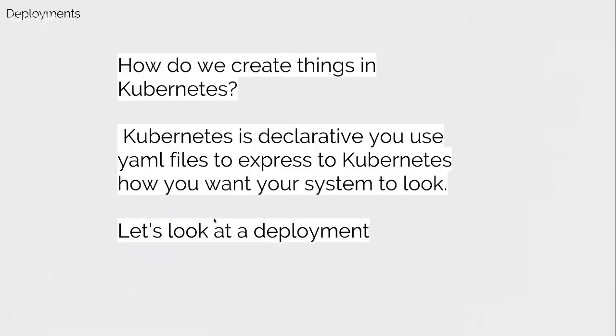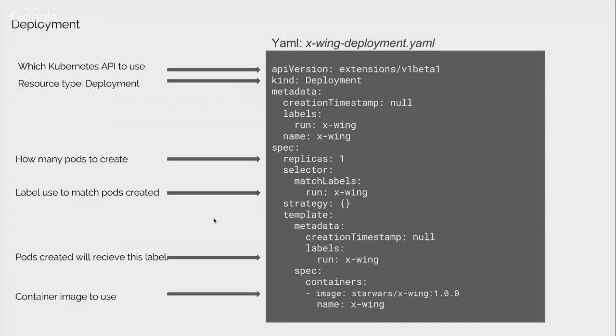Kubernetes is a declarative system, and it uses YAML files to express to Kubernetes how you want your system to look, how you want your deployment to look, whatever you're creating. You use a YAML file to then create that specific thing within Kubernetes. So let's look at a deployment here. This is what a deployment would look like in Kubernetes. This is the YAML file here. At the upper part, this is specifying to Kubernetes what API to use.